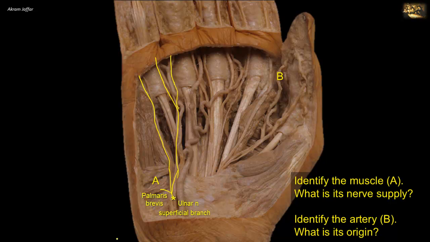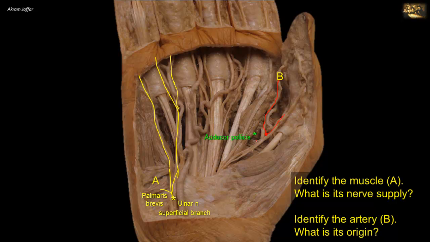Otherwise, the superficial branch of the ulnar nerve is cutaneous. B is a vessel that is a branch to the thumb. It arises from a deep artery that is located here between the two heads of Adductor Pollicis. This is the radial artery.